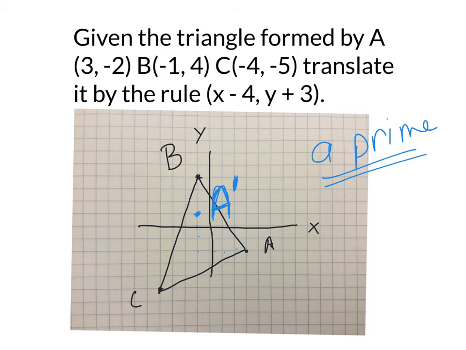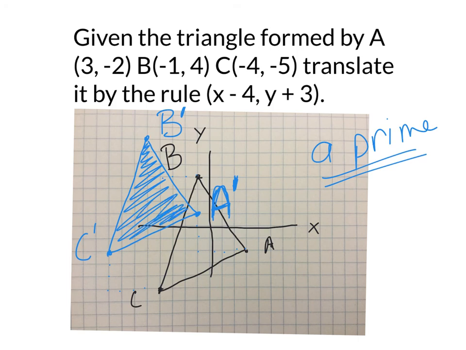Okay, and then B will do the same thing. B will go from its point 4 units left and 3 units up. So here's our new B point, which is now B prime. And C goes 4 units to the left and 3 units up. And here we have our new point C prime. So we can redraw our triangle based upon these new vertices, and we like to color it in.